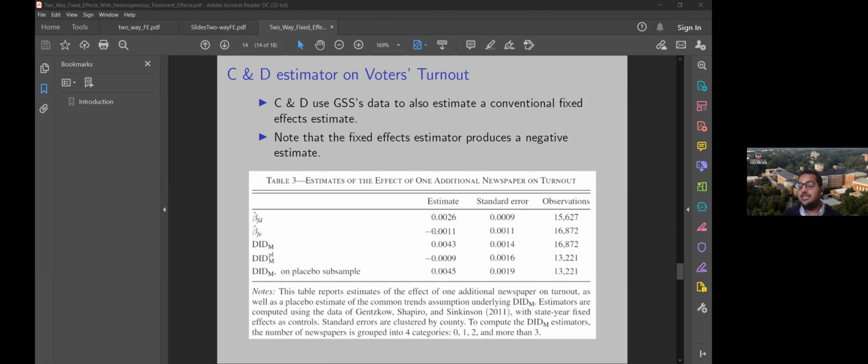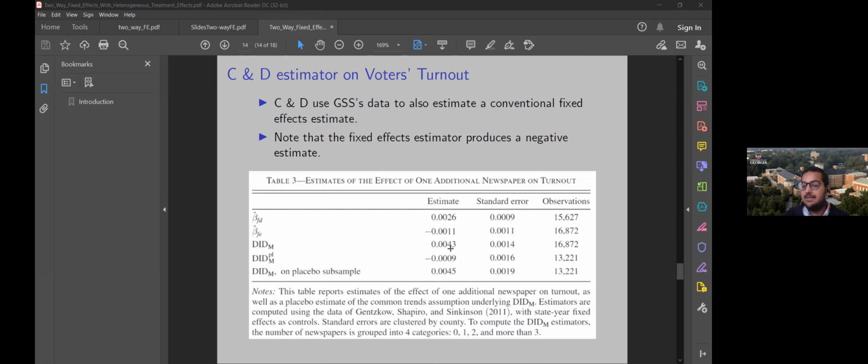And here we find an interesting aspect. We find that beta fixed effects is actually negative. And if we compare beta FD, run a t-test on both of them, they're statistically different. So we can conclude that there is this heterogeneity in the treatment effects. And so then they say, okay, let's run our estimator.